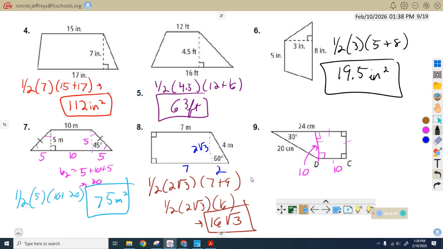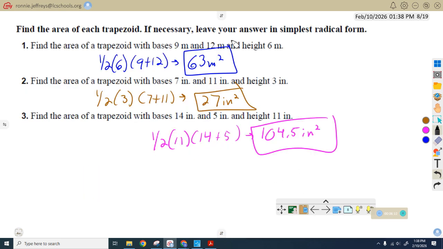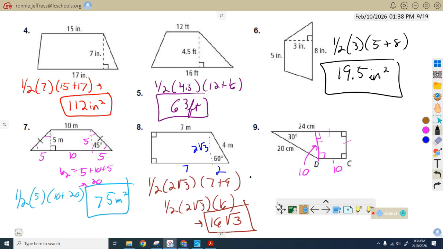What does the direction say? Leave your answer in simplest radical form. Okay. So in thinking about some of this stuff, I may give you a problem that looks like 7 through 9 that I would ask you, what are you missing? What measurements are you missing? And how would you find them?